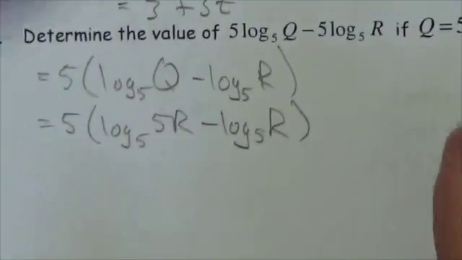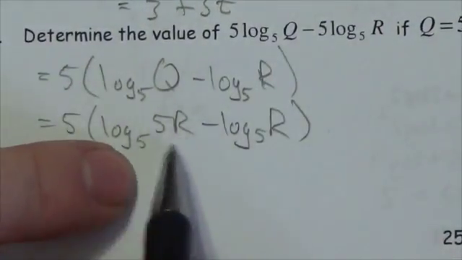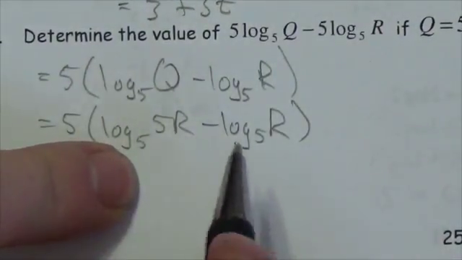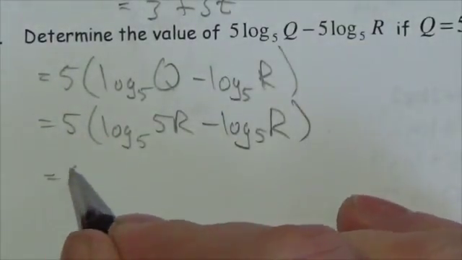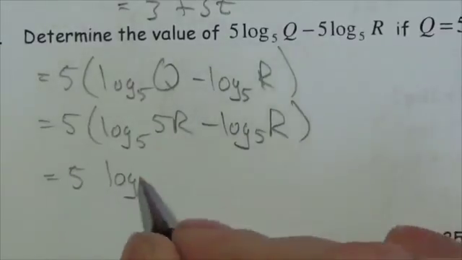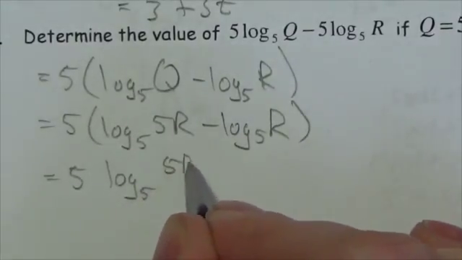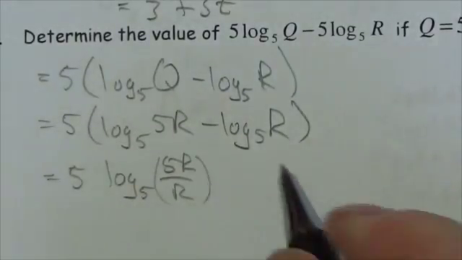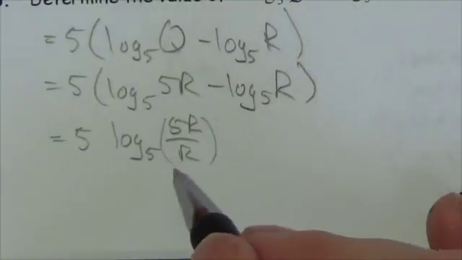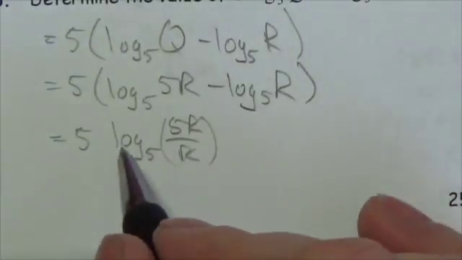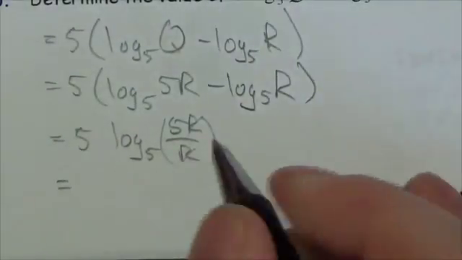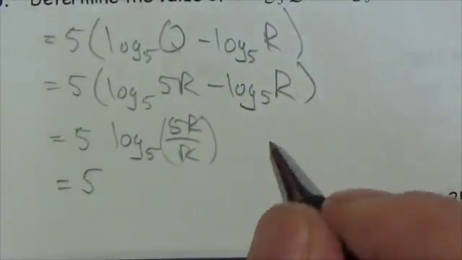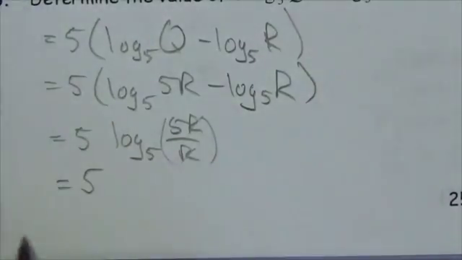Now from here, I can see something going on because I've got this r in this logarithm and this r in this logarithm. There's a subtraction between the two, and I know that subtraction can become division. So this will become the log base 5 of 5r divided by r. All right, the r's will cancel, and I'm left with the log base 5 of 5, which experience tells me is just 1. And so the answer here is just going to be 5 times 1, or 5.